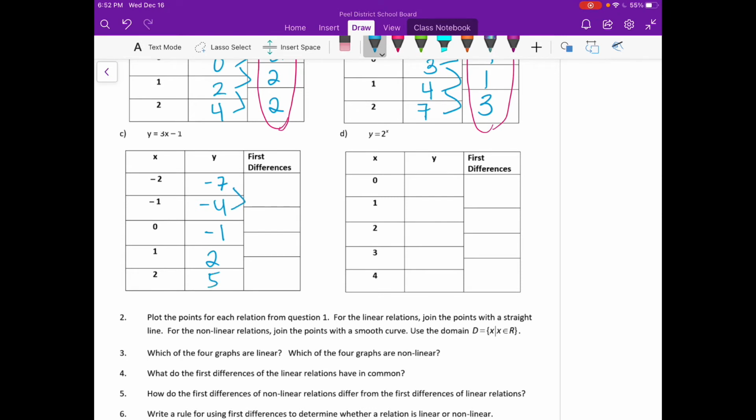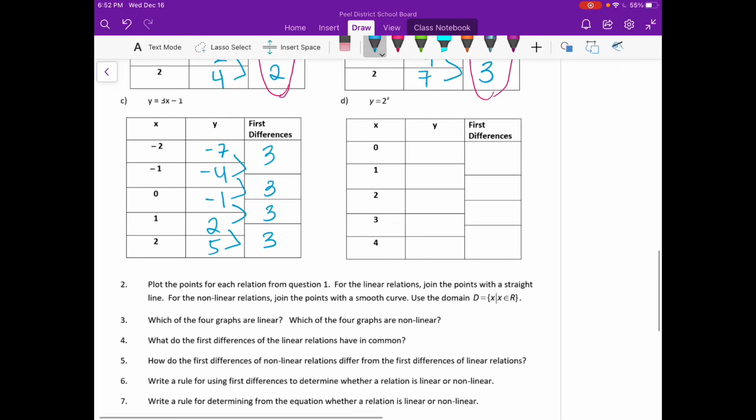So we have negative 4 minus negative 7, 3. Negative 1 minus negative 4, 3. 2 minus negative 1, 3. 5 minus 2, 3. Right? Notice how, again, these first differences are constant. Important thing to remember.